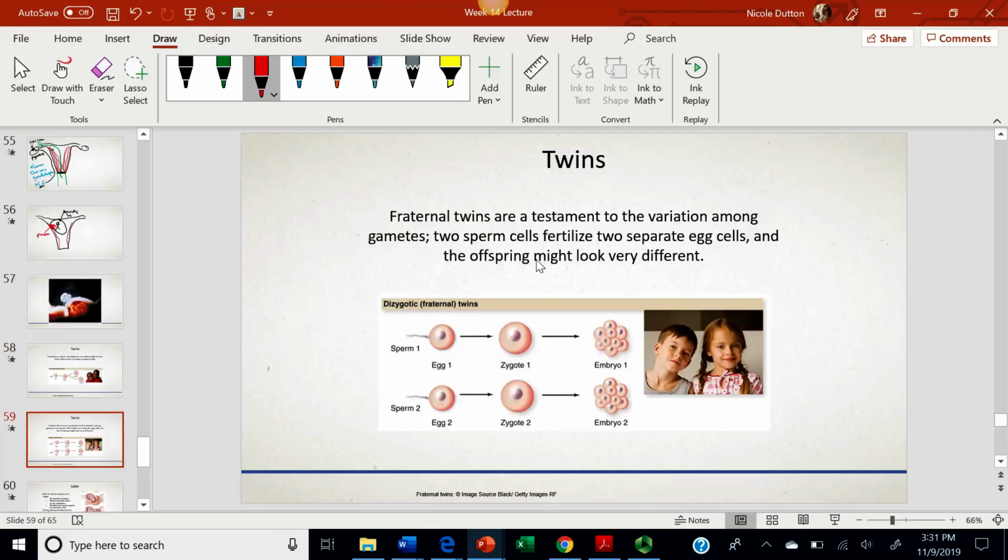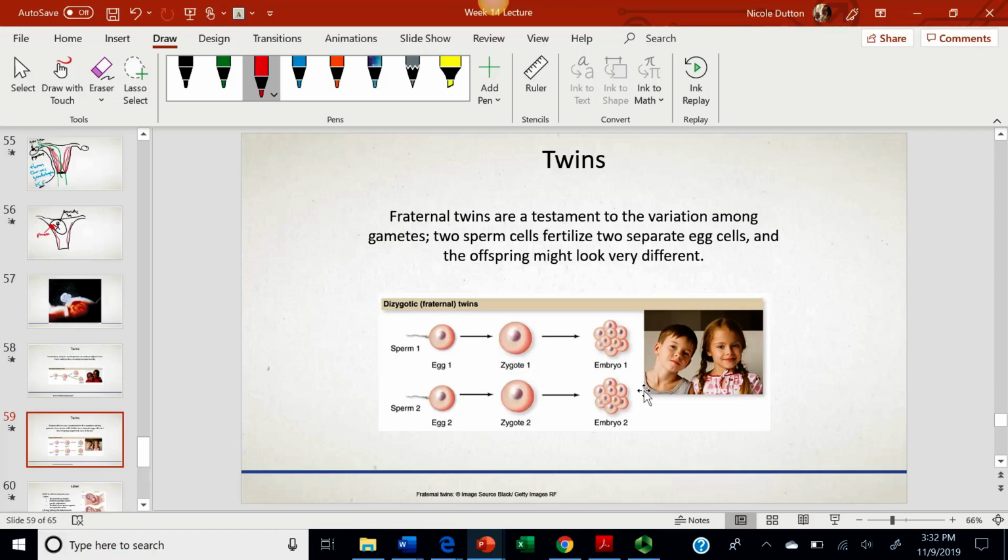Fraternal twins tend to run in families, so this does have a heredity component. You inherit the ability to release multiple eggs from the ovary. So, with fraternal twins, you have separate eggs that get fertilized by separate sperm and develop into two individuals. These are no more similar than brother and sister, sister and sister, brother and brother. They're not genetically identical. They just happen to be developing at the exact same time.